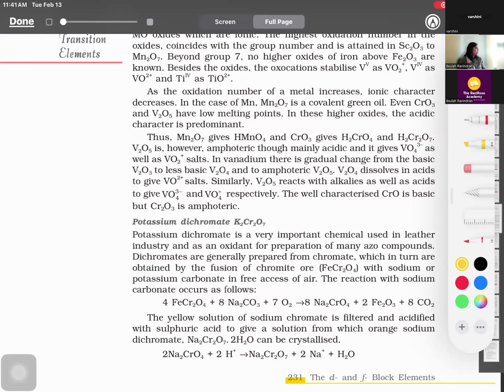Okay, let us see potassium dichromate. What is potassium dichromate? It has its own formula, K2Cr2O7. So you know that it is one of the most important compounds of chromium. What is the valency of the chromium?